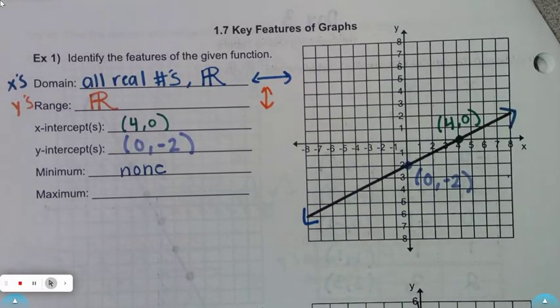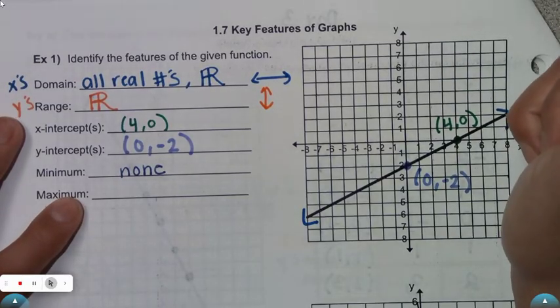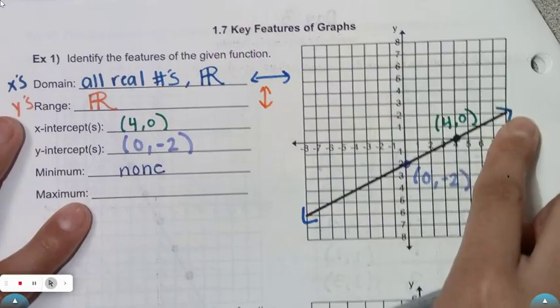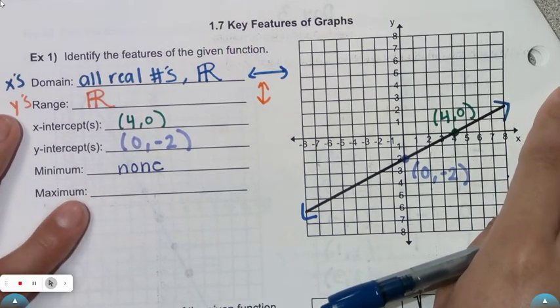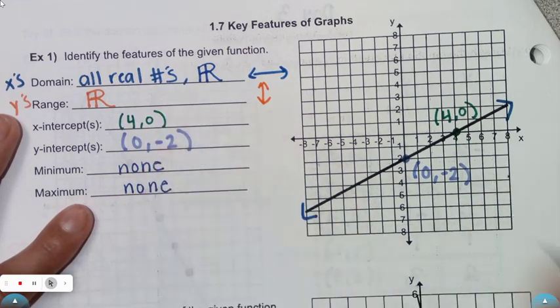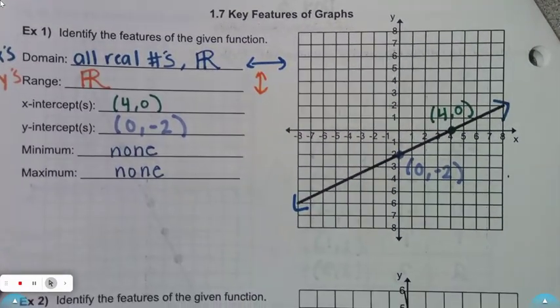Okay, we're going to do the same thing for the right side. Is there a maximum? Well, you could argue and say, well, I see it's right here. But be careful, because the arrow, this keeps getting higher and higher and higher. So you don't actually have a maximum. So we're going to write none. Let's try example 2.